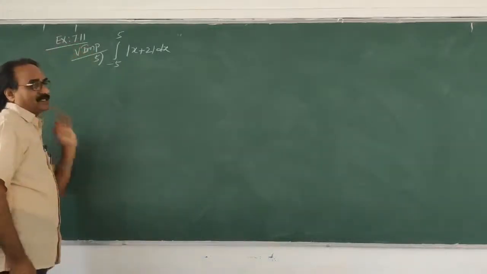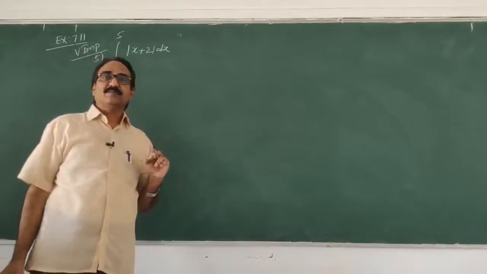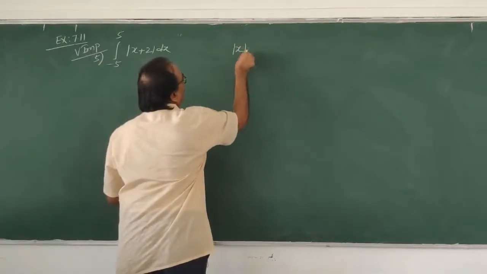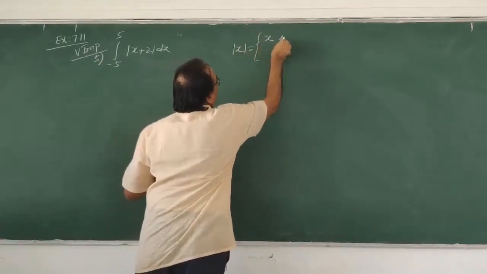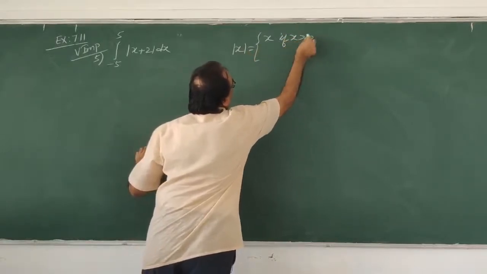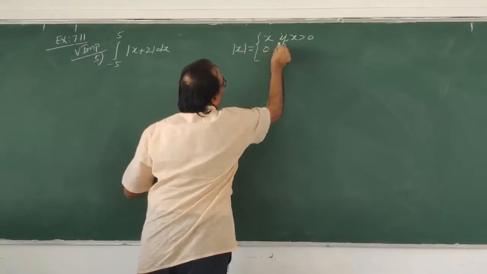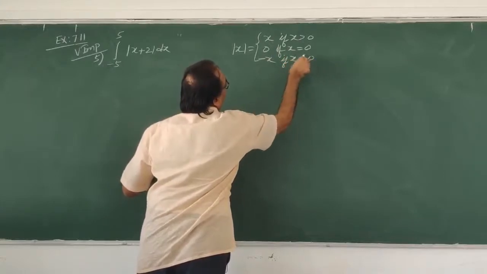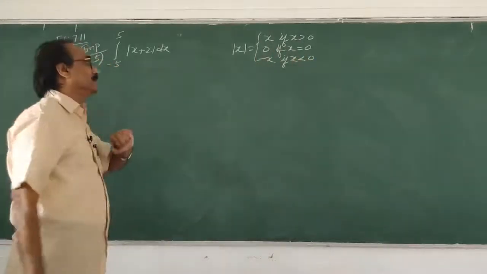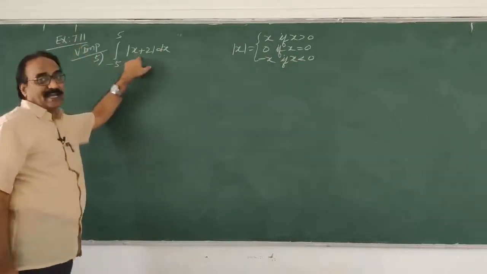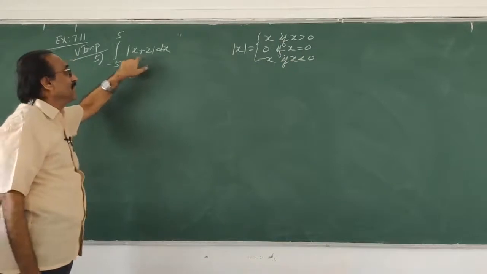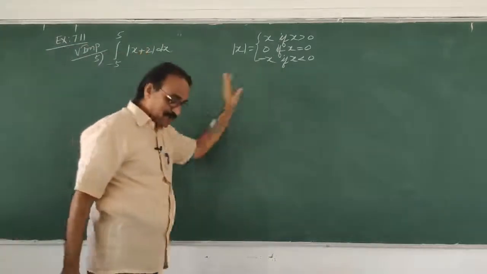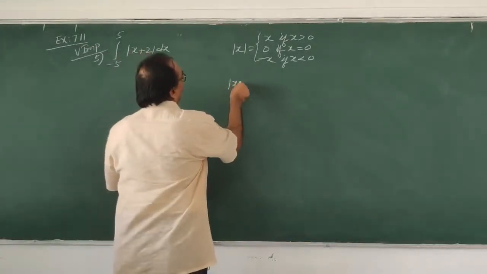Now, only modulus. If you go to the modulus concept, it is very high. We already know mod x is equal to x if x is greater than or equal to 0, 0 if x is equal to 0, and minus x if x is less than 0. Wherever modulus comes, this modulus concept should be there in your mind. In place of x here, x plus 2 is there. So therefore, we have to prepare like this: mod of x plus 2, in place of x you write x plus 2.